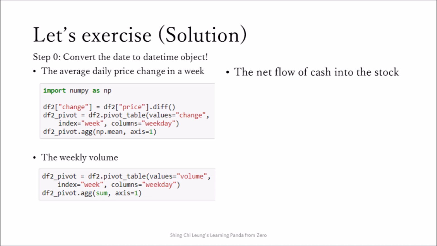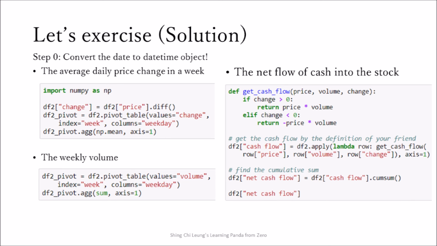After that, we use the aggregate function we have introduced in chapter 9 to find the average. Remember to set axis equals 1 so that we are finding the average along the row. Also, in the aggregation function, we pass the numpy method mean because Python does not have the standard function for taking average. Then let's look at the solution for finding the weekly volume. We simply need to build another pivot table by choosing the argument values as volume. Then we can do the aggregation along each row with the sum method.